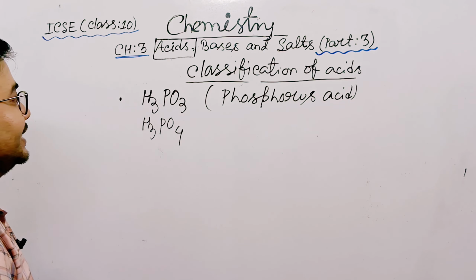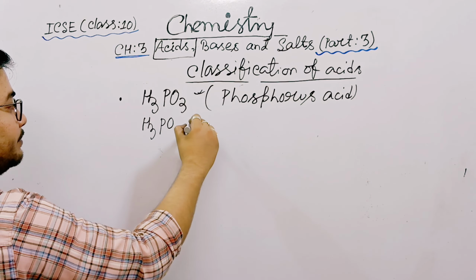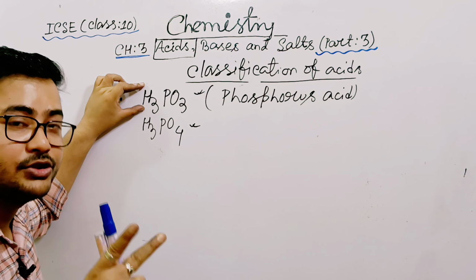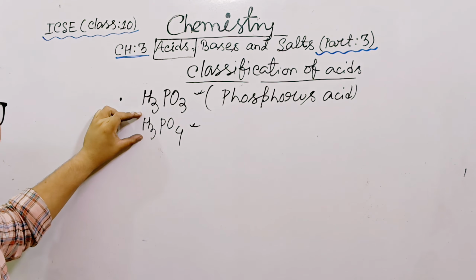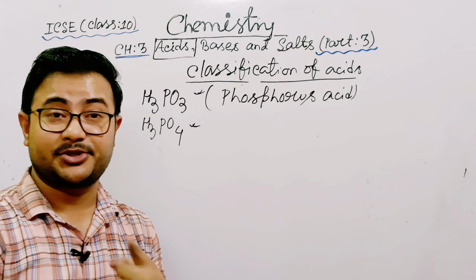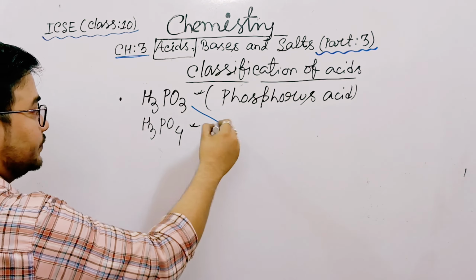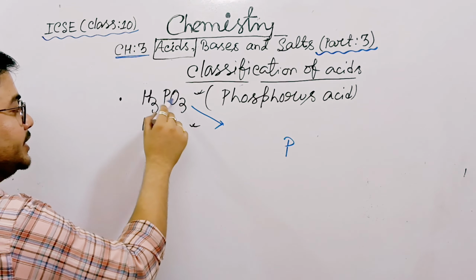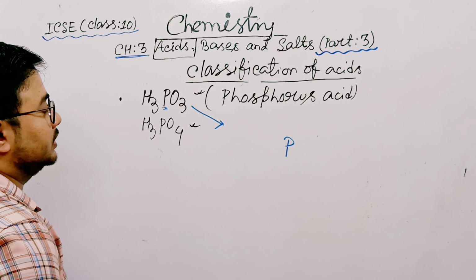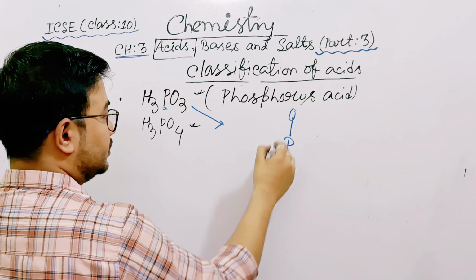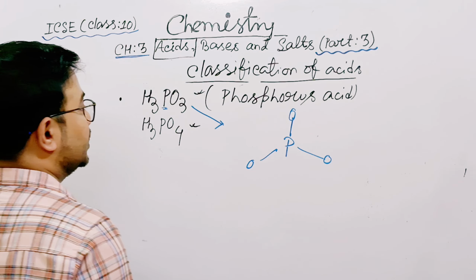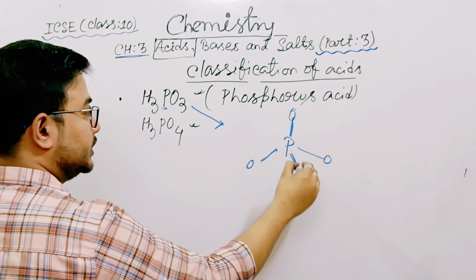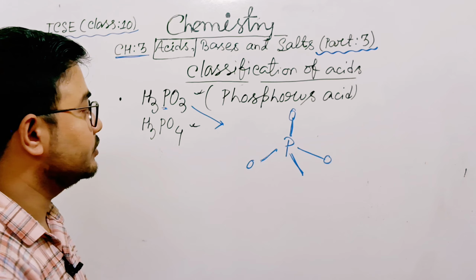Okay, now try to understand the structure of this compound. See, how many hydrogens? 3, no? So tribasic. But I told you I'll tell one exception. See, the structure of this phosphorus acid: center P, so write P. How many oxygens? 3 oxygens. So 1, 2, 3. But here we have a total of 4 bonds. 1, 2, 3, 4.